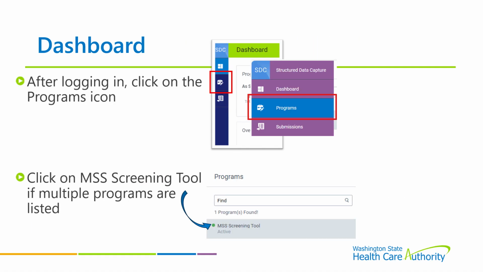After you have logged into the screening tool website, you will see a dashboard. Click on the middle icon that looks like a briefcase with a pencil. This icon is for programs. If you logged in with the correct link, you should see MSS Screening Tool. There may be a few agencies who will have other programs available to them, but the majority of MSS agencies will only have the MSS Screening Tool listed. Click on the MSS Screening Tool.